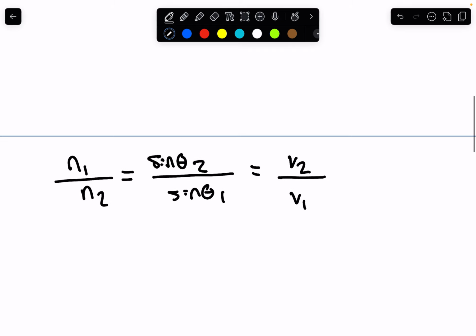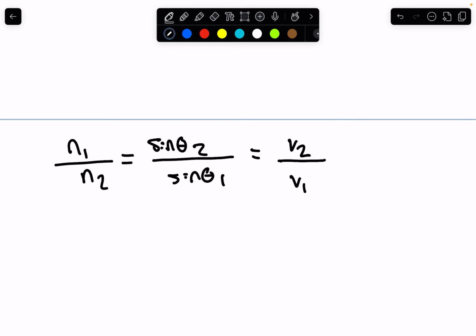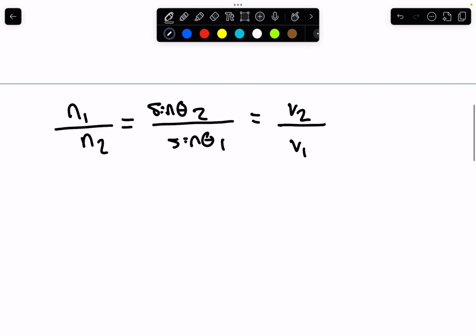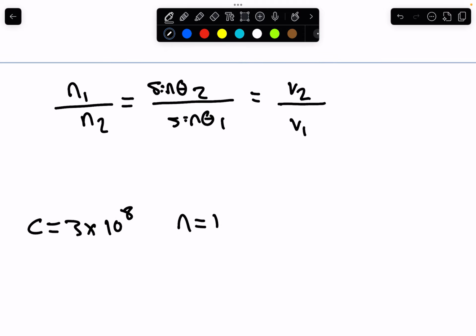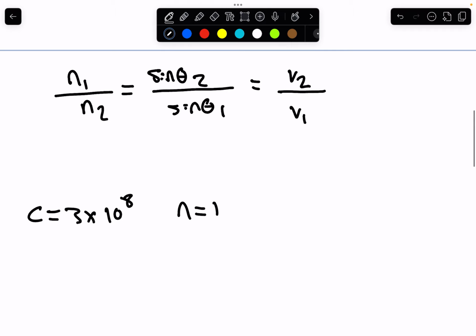So, what does n mean here? n is the refractive index. It is basically the speed of light in a medium relative to the speed of light in a vacuum. So the speed of light in a vacuum, c, normally is 3 times 10 to the 8. This happens when n equals 1. So to get any n value, you just see the speed of light in that medium.